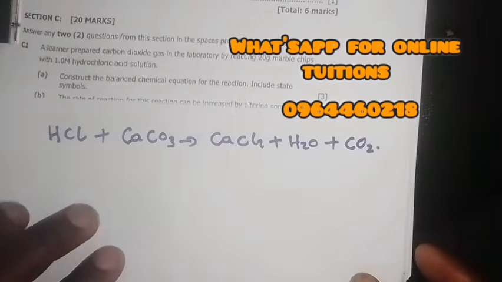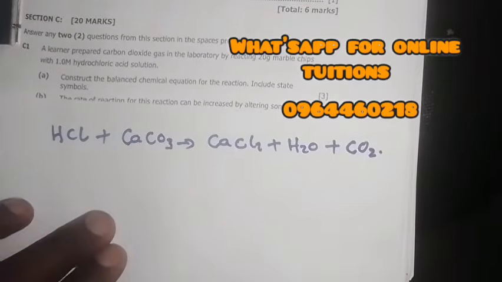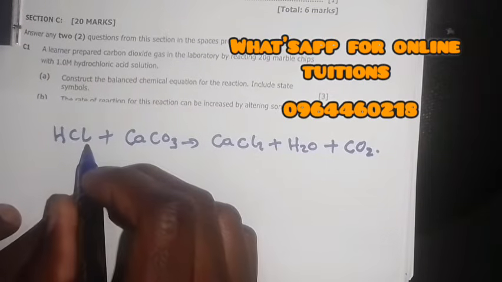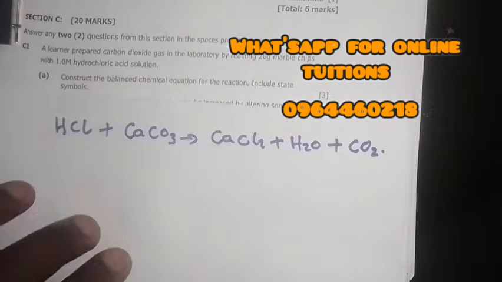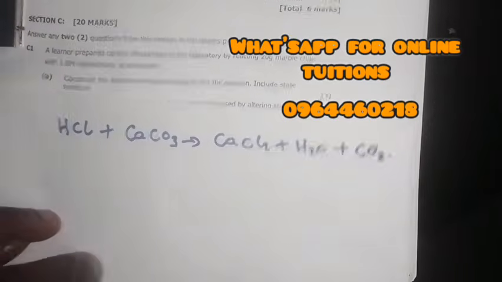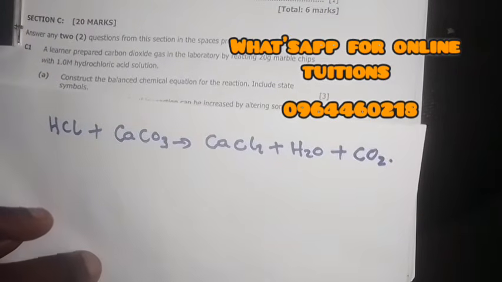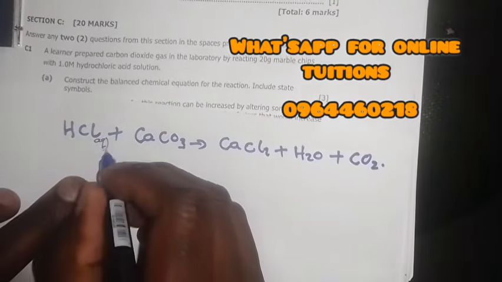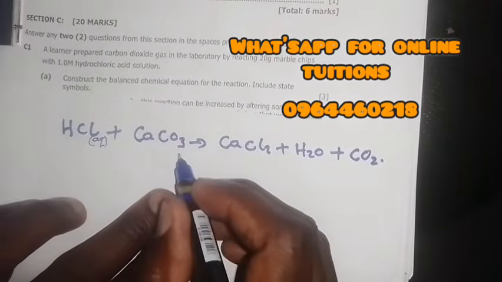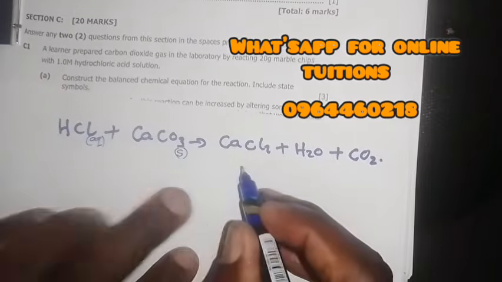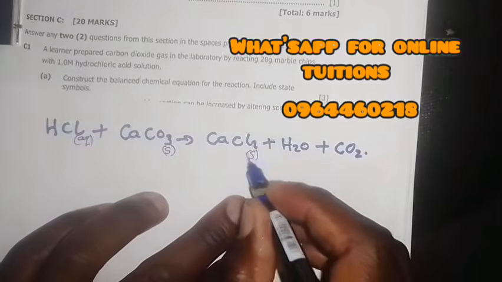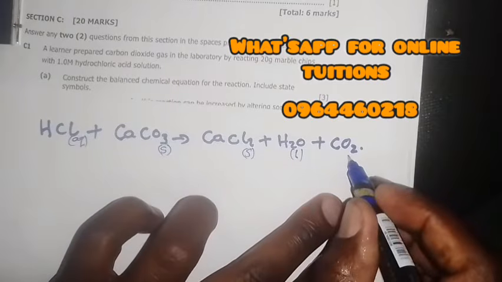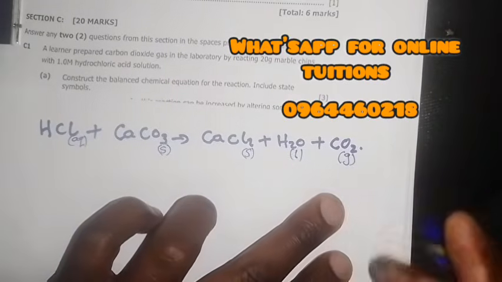Now we have been told that we have to put in the state symbols. So for this acid, it is going to be in aqueous form. It is going to be in aqueous form, and this one is solid, and this one is also solid, and water, as we know, and then this is gas.